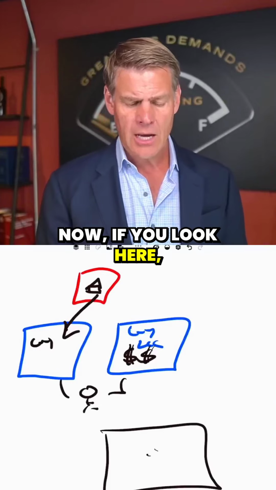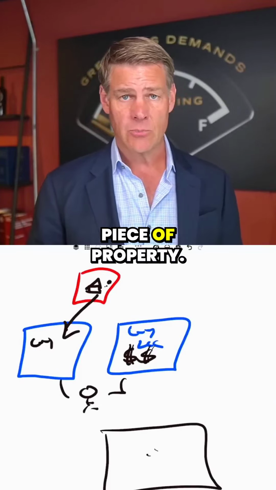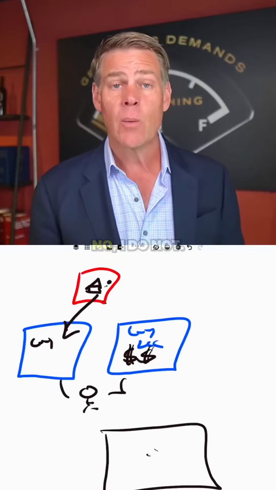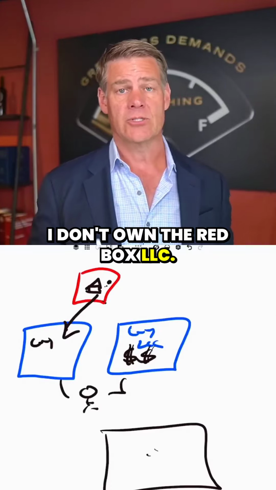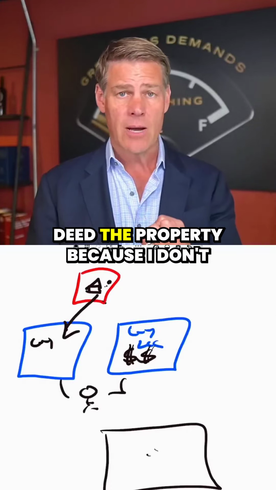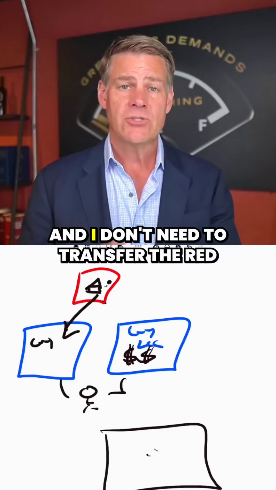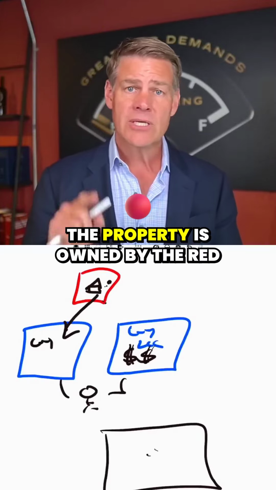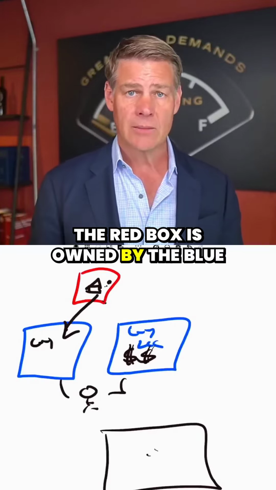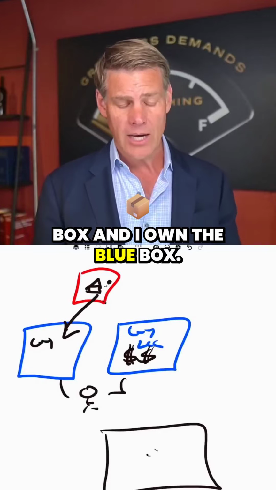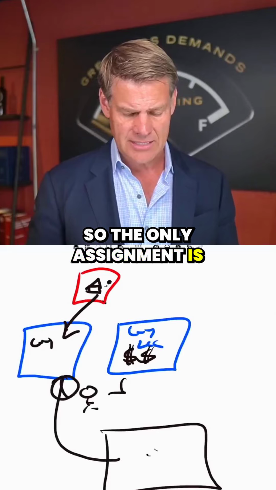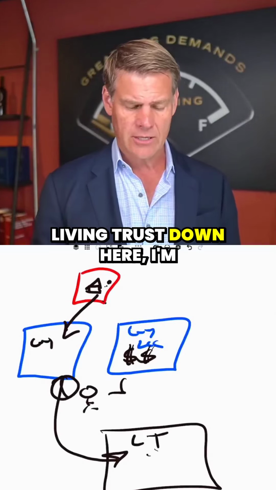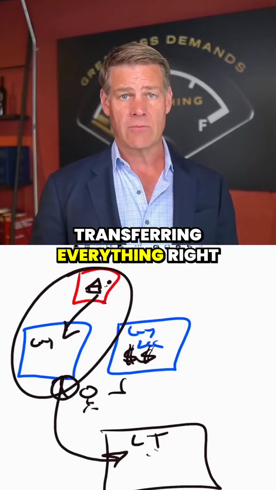Now, if you look here, my name does not appear on this piece of property. It's in the name of the LLC. Now, do I own this red box? No, I do not. I don't own the Red Box LLC. So what that means is I don't have to deed the property because I don't own it. And I don't need to transfer the red box because I don't own that either. The property is owned by the red box. The red box is owned by the blue box. And I own the blue box. So the only assignment is this. And by moving that blue box into this living trust down here, I'm transferring everything right here.